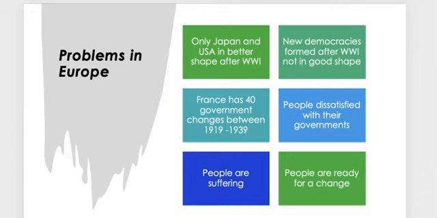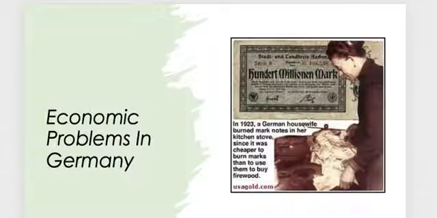We can see that in Europe, people are suffering. There's a lot of debt from these governments. France is still trying to figure out what form of government it would like to have. In fact, between 1919 and 1939, France has 40 different government changes. And people in Europe just overall are feeling strain, and they're ready for a sense of change. And in fact, one of the greatest places we can probably see that is going to be with the economic problems that are taking place in Germany.